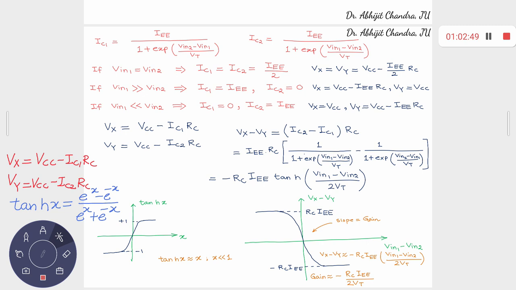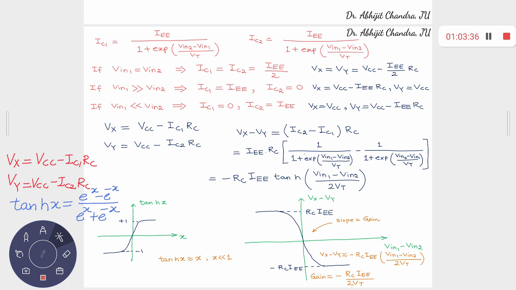Now we have established that this function is basically the tan hyperbolic. RCI, minus RCI, at 0 it is 0, and in between you have a tan hyperbolic function. It looks something like that. This is nothing but our transfer characteristics, output versus input. As I already told you, the slope of this transfer characteristics gives you the gain, and I can approximate tan hyperbolic x equal to x when x is much much less than unity.